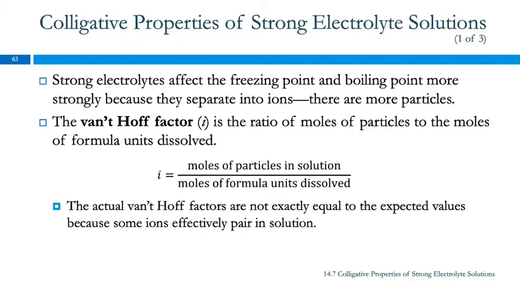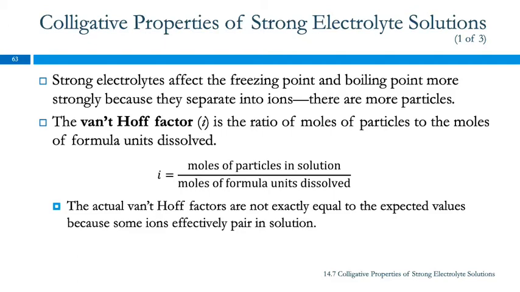Okay, so far we've been talking about colligative properties of non-electrolytes. When we have a solution that is an electrolyte, it separates into ions. And colligative properties are properties that depend on the number of particles, not on what they are. So when we have a strong electrolyte, it's going to have a larger effect on freezing point and boiling point, and a larger effect on the osmotic pressure because there are more particles.